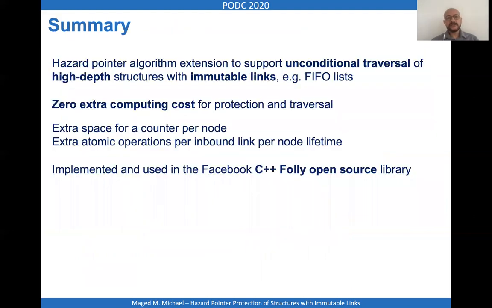In summary, I described an algorithm for unconditional traversal of structures with immutable links. No cost to the critical operations of protecting objects, at the cost of adding a counter and managing the counter. You can check out the implementation in the Folly open source library.